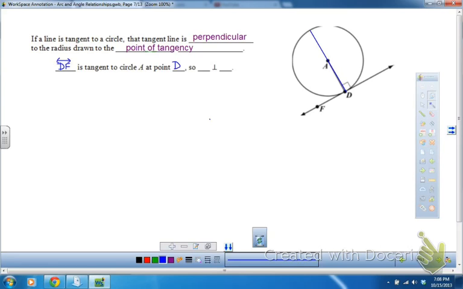So we have line segment AD is perpendicular to that line FD. So anytime you have a radius or a diameter that touches the tangent line, it's always going to create a 90-degree angle. Always will be perpendicular.